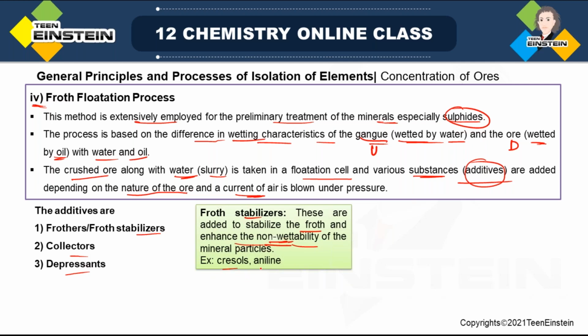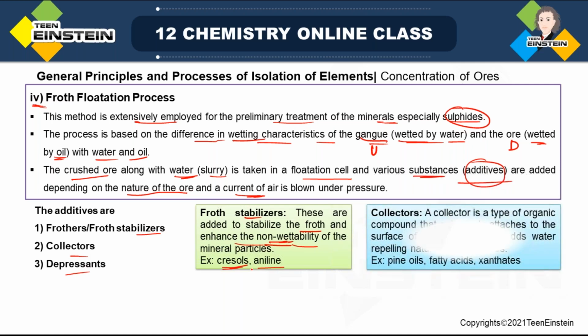Examples are cresols and aniline. And what type of compound will actually be used depends on the nature of the ore. There is no hard and fast rule. So this is the froth stabilizer.